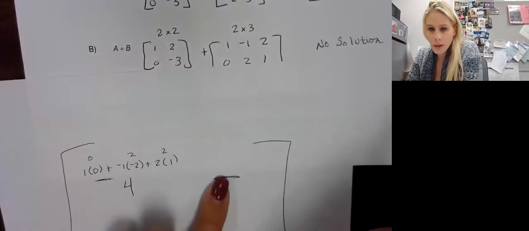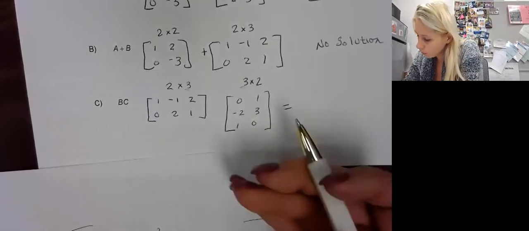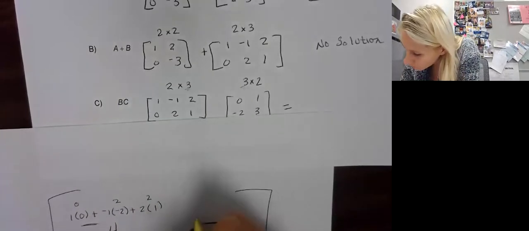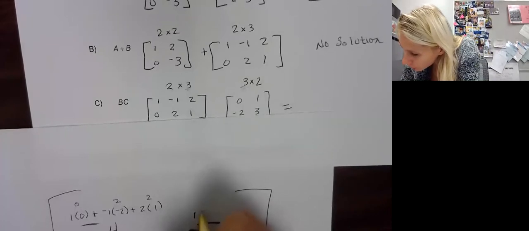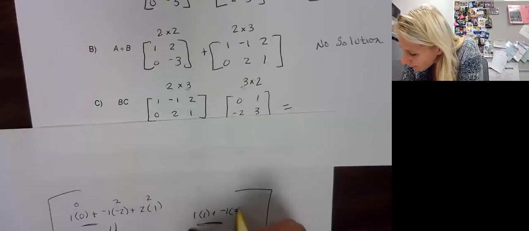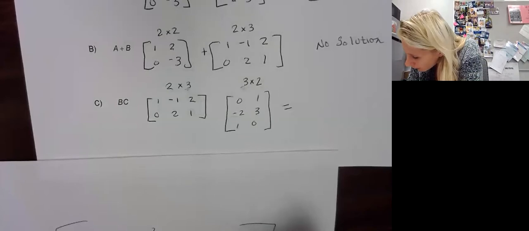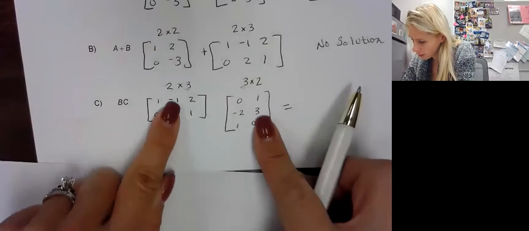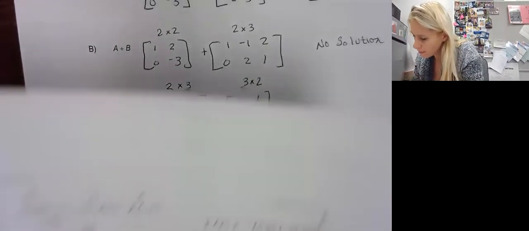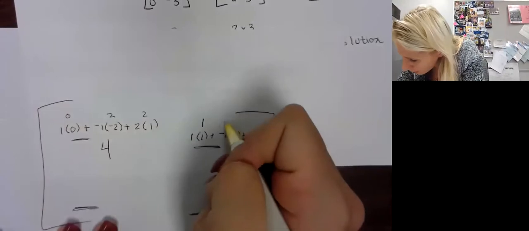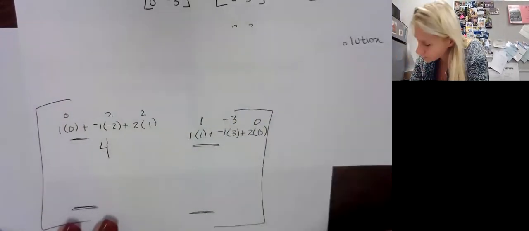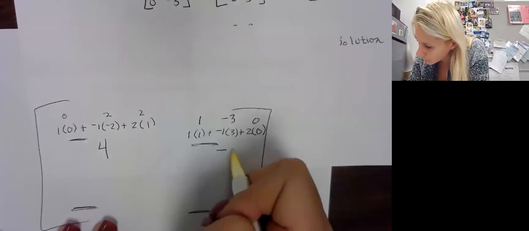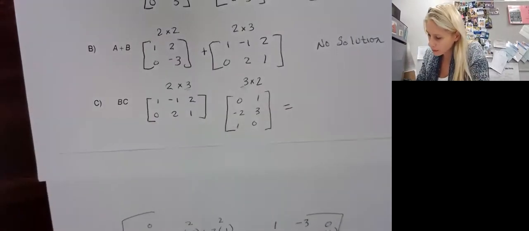I'm going to do this one next, which is row 1, column 2. So that's 1 times 1 plus negative 1 times 3 plus 2 times 0. Right? 1, 3, yep. Okay. Let me look at that. So that's 1, negative 3, 0. So that would give me what? Negative 2. All right, next one.